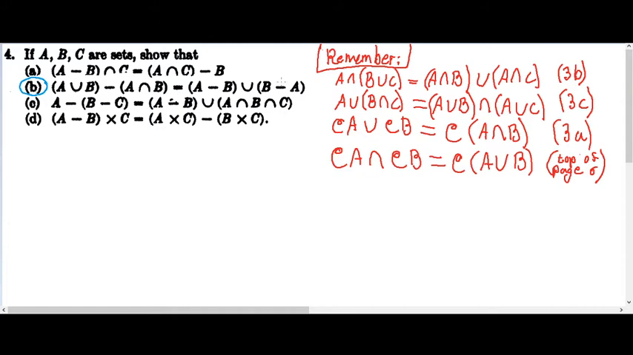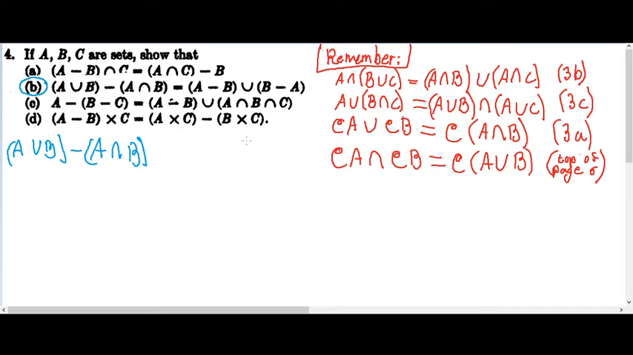I just wrote these four little properties down for us to remember, and these are from 3B, 3C, 3A, and the top of page 6 in the Rosenlicht book. These are going to help us along our way in proving 4B, excuse me. So let's get started. We have A union B minus A intersect B.